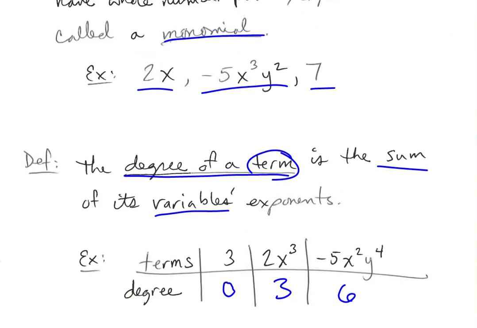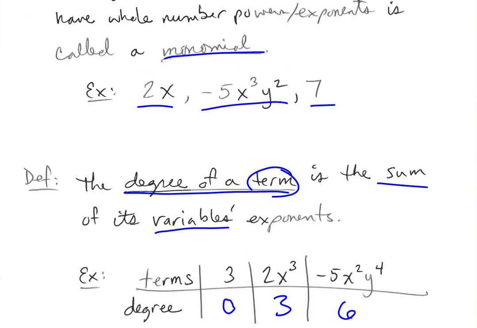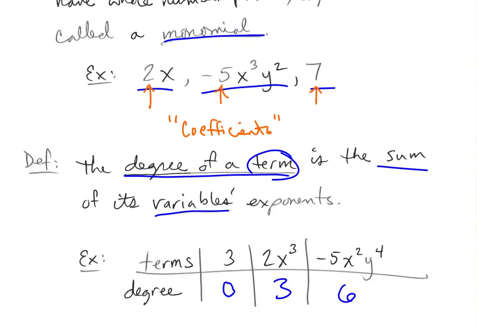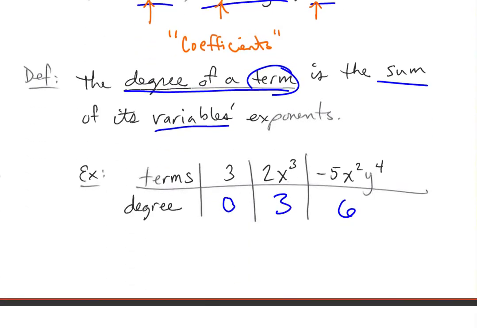Let's go back. I forgot to mention, there's another vocabulary word we should add in here, which is, if you go back to the examples of monomials we had previously, the 2x, negative 5x cubed y squared, and 7, the numeric parts in front of these, so the 2 in front of the x, the negative 5, and then even the 7, those numeric factors that are usually written in front on the left side of a term, those are called coefficients. They're the numerical factors within the term. So we'll refer to that word as needed, but so far we're seeing that show up in our terms as we see them in our examples.